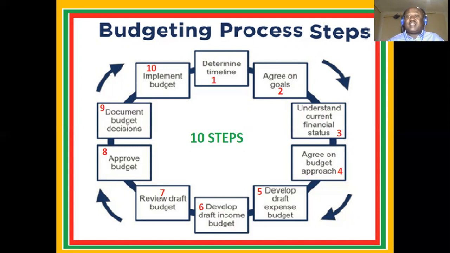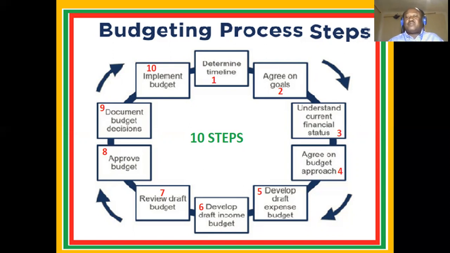3, we have to understand the current financial status. What do we have in our coffers? How much do we have as an organization, and how much do we need to get from elsewhere so that we can run the project efficiently? Number 4, agree on budget approach. We should see whether we are following the vote system, how much is assigned to which kind of activity, and so on and so forth.